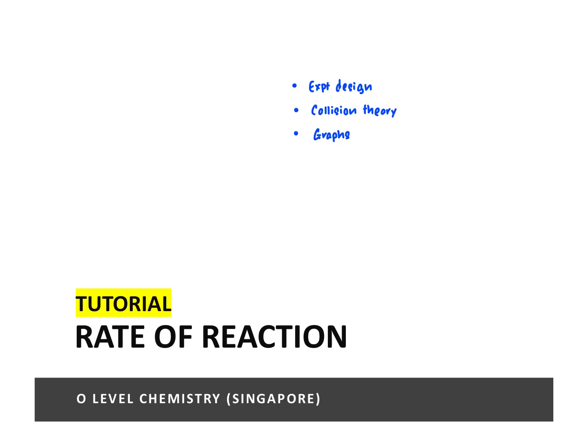In this tutorial, we'll look at some common questions in the topic of rate of reaction. There are three important parts to this chapter, the first of which is on the experiments that we can conduct in the lab in order to determine the rate of a reaction.